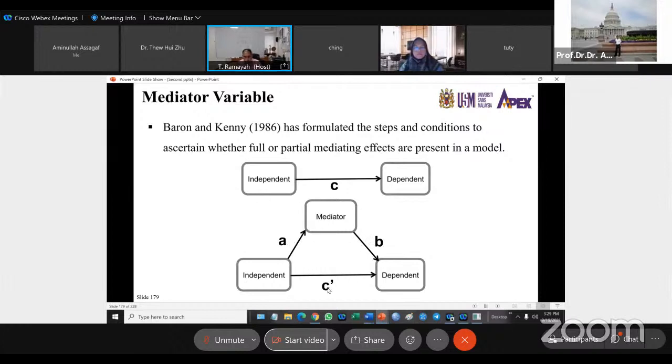So you should not be confused about the term total effect and direct effect. Direct effect is when you have a mediator. The total effect is now decomposed into direct and indirect.